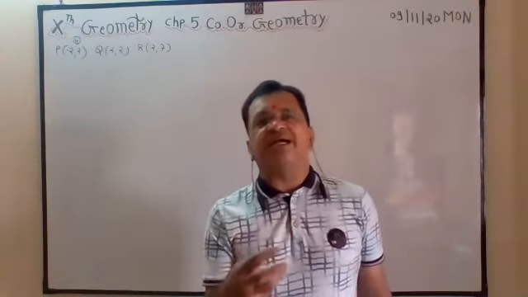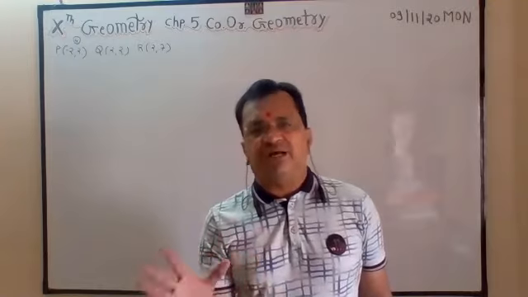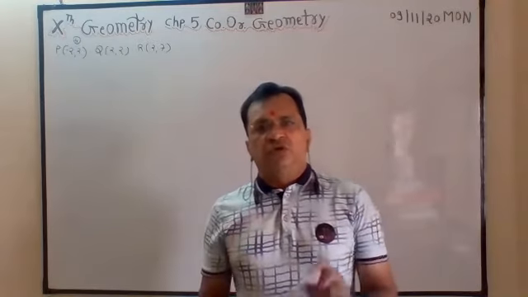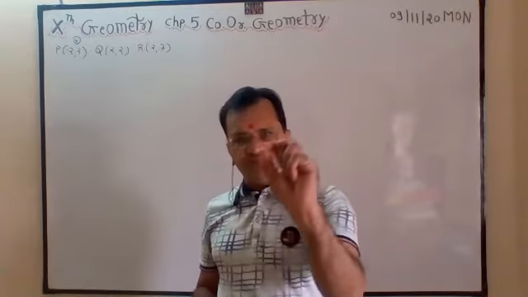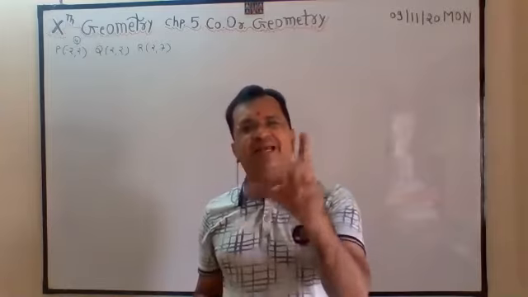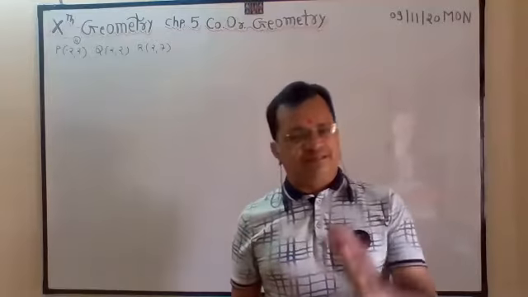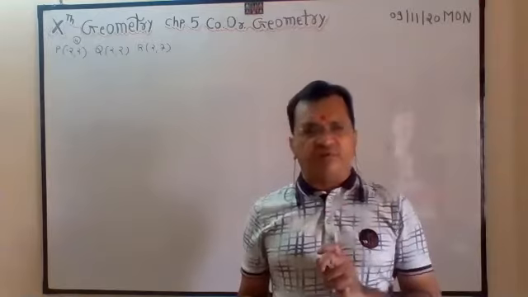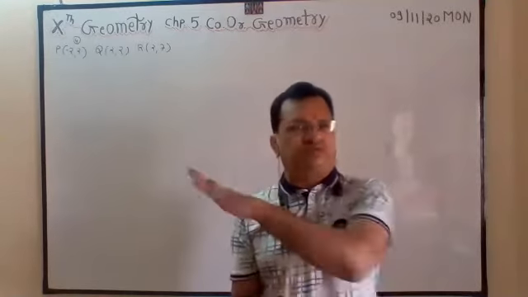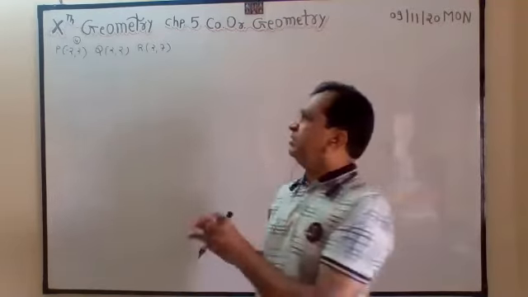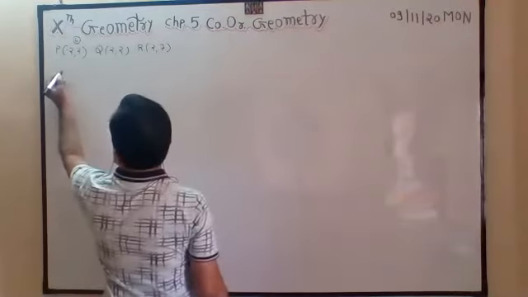Then how to prove it is a right angle triangle or not? The square of the length of the largest side is equal to the sum of the squares of the rest of the two sides. If it is equal, a square plus b square is equal to c square. Stepwise we will see.